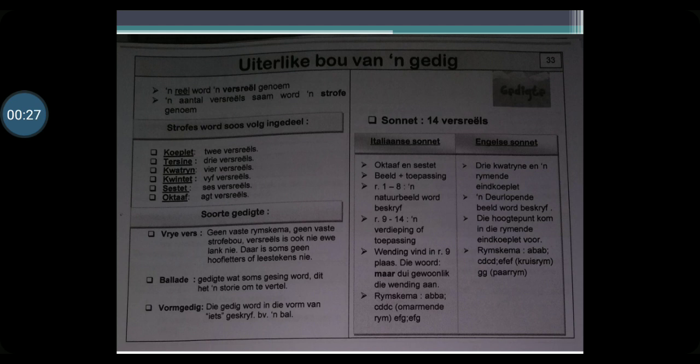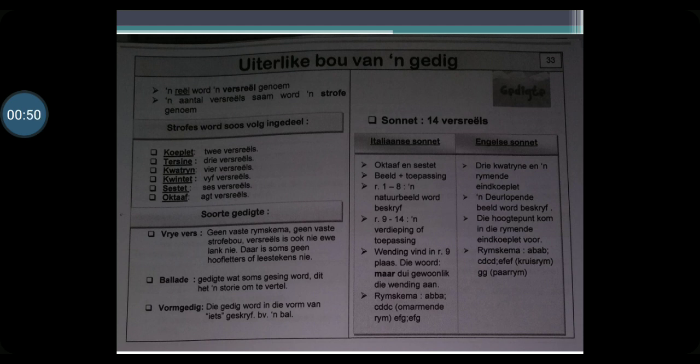So the first page that I want you to go to is page 33 in your Blitz Afrikaans. Bladsy 33 in jou Blitz Afrikaans. Okay. Uiterlike bou van 'n gedig is die opskrif. So that is the heading. The way that a poem is built.